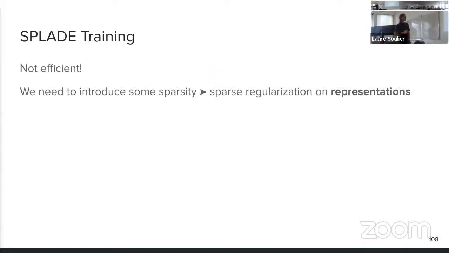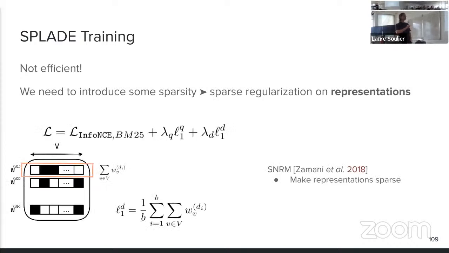But if we do this, we are not efficient, because remember that we need the representations to be sparse if we want to use an inverted index. So we simply propose to use a sparse regularization on query and document representations. And this is actually what the SNL model proposed to do.